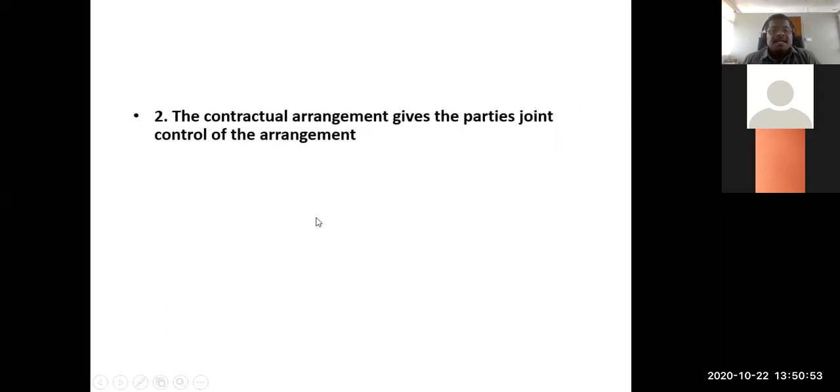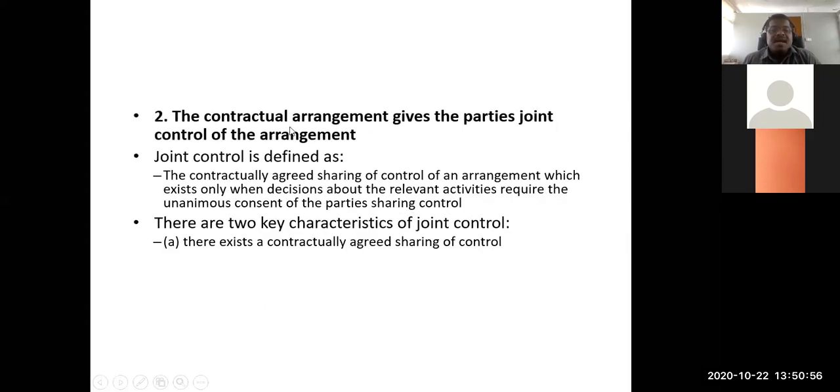The second characteristic is that the contractual arrangement gives the parties joint control of the arrangement. Joint control. Just because of the contractual arrangement, parties are getting joint control. Two things in a joint arrangement: there should be a contractual agreement between or among the relevant parties, and the contractual agreement gives the parties joint control of the arrangement.